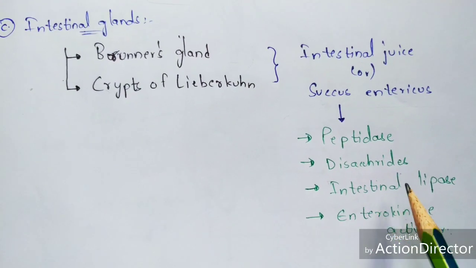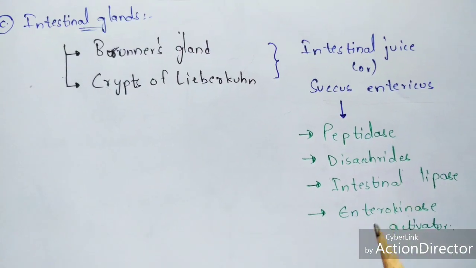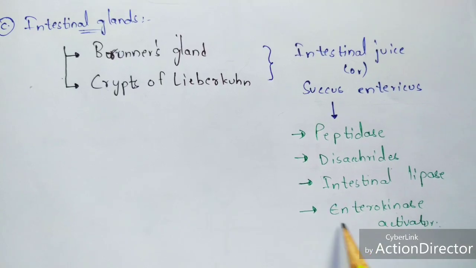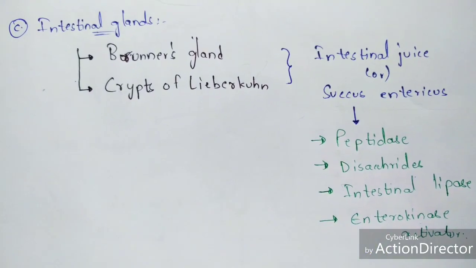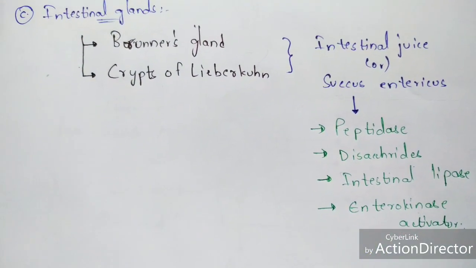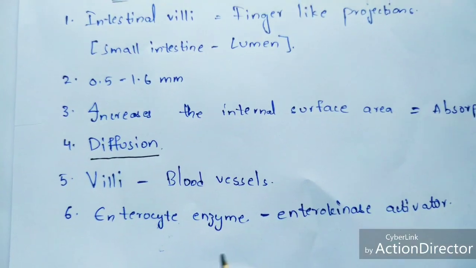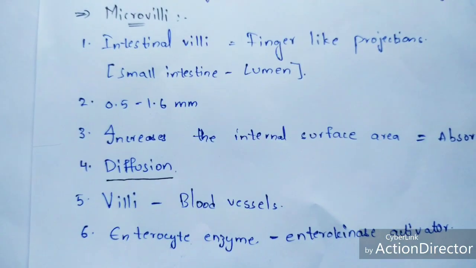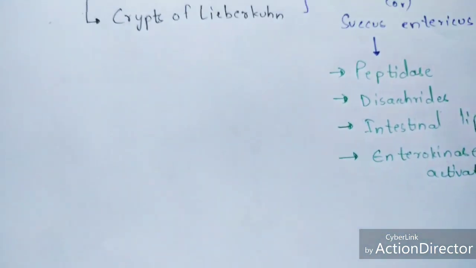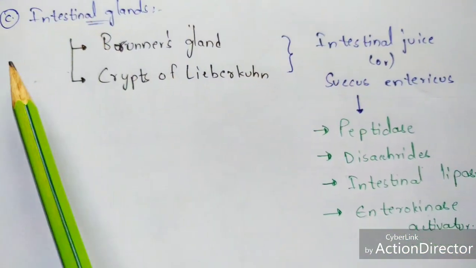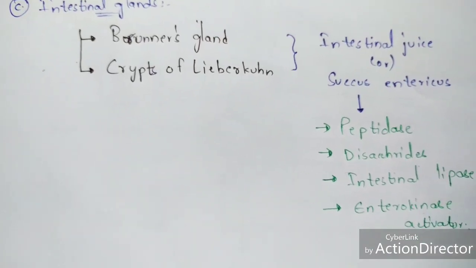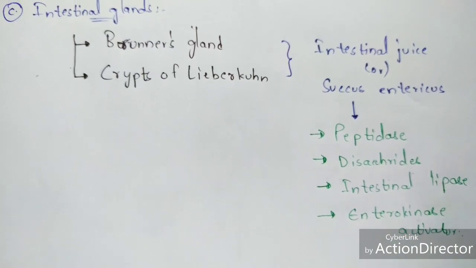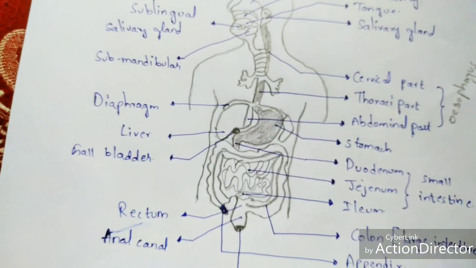And normally there is intestinal lipase, which is present only in a small amount. And this enterokinase activator, which I mentioned before, helps in the regulation of the enterocyte enzyme, which I explained to you in the microvilli at the beginning, right? So this enterokinase activator is produced by the succus entericus, from the intestinal glands. So this is about the glands present in the digestive system, which play a major role in the digestive system. And now let us see the diagram.